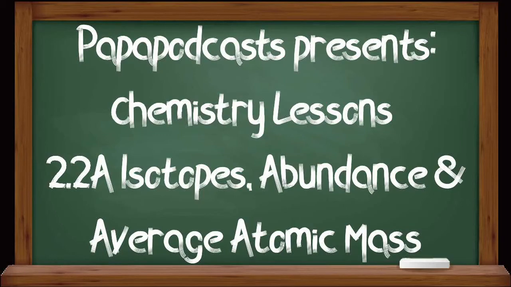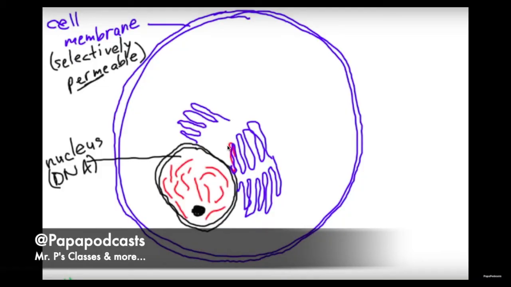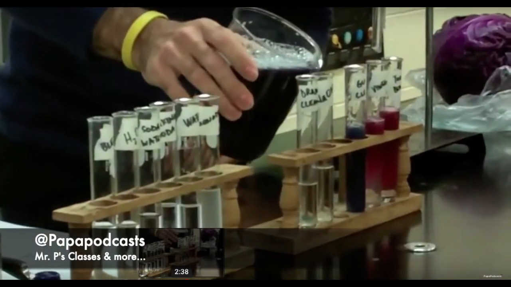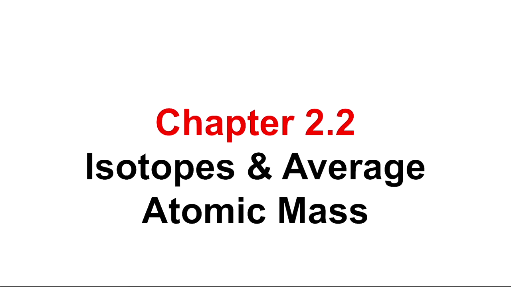Today's lesson is 2.2 Isotopes, Abundance, and Average Atomic Mass. Today we are going to look at isotopes and average atomic mass.